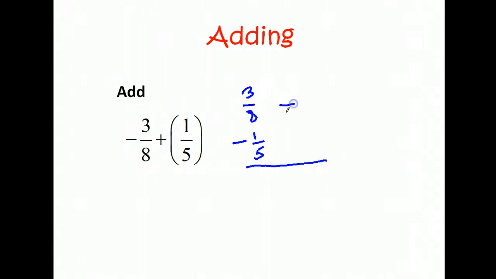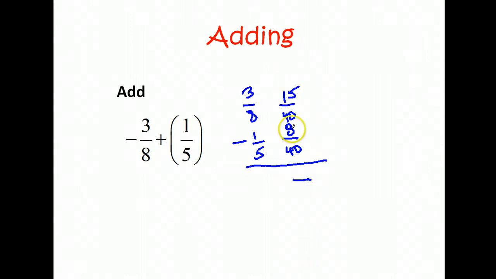Alright, once again, I got to get common denominators. 40 is going to be our least common denominator. 5 times 8 is 40. 1 times 8 is 8. 8/40 is equivalent to 1/5. 8 times 5 is 40. 3 times 5 is 15. 15/40 is equivalent to 3/8. Now I got common denominator 40.